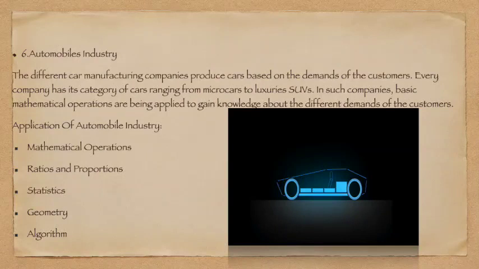Number 6. Automobile industry. The different car manufacturing companies produce cars based on the demands of the customers. Every company has its category of cars ranging from microcars to luxurious SUVs. In such companies, basic mathematical operations are applied to gain knowledge about the different demands of the customers. Applications of automobile industry: mathematical operations, ratios and proportions, statistics, geometry, and algorithm are the applications of the automobile industry.